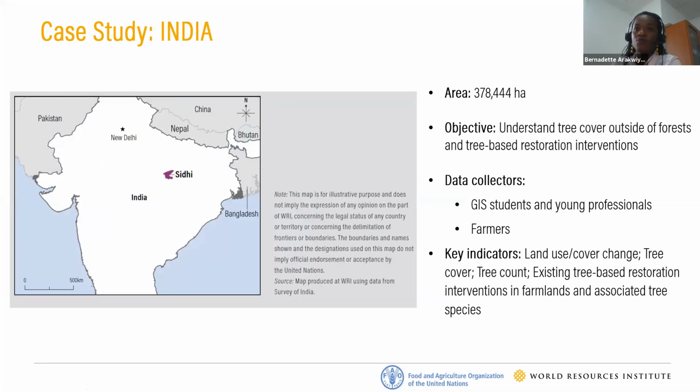The third case study was implemented in the Sidi district in India, an area close to 400,000 hectares. The objective was to understand tree cover outside of forest, tree-based restoration interventions, and to identify potential areas for increasing tree cover in the district. Participants in the Mapathon included GIS students and young professionals, as well as farmers. And the key indicators included were land use, land cover change, tree cover, tree count, and the existing tree-based restoration interventions in farmlands and associated tree species.